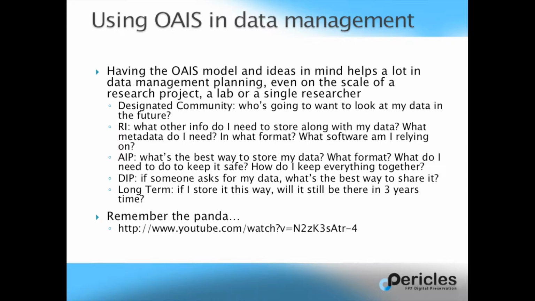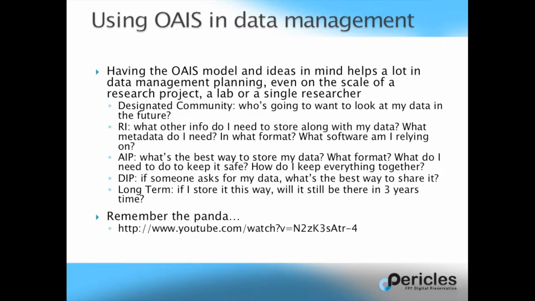In terms of archiving, archive information package, what's the best format for me to store my data in, and how long-lived are those formats, and when will I need to think about migrating them, or is my format going to last forever? How do I keep metadata and data together? It can be the case that if data gets separated from metadata, then both parts become almost unusable. And so keeping them wrapped up in an archive package is an important thought. And if somebody asks for my data, should I just give them the archive information package, or is there a better way to share it?